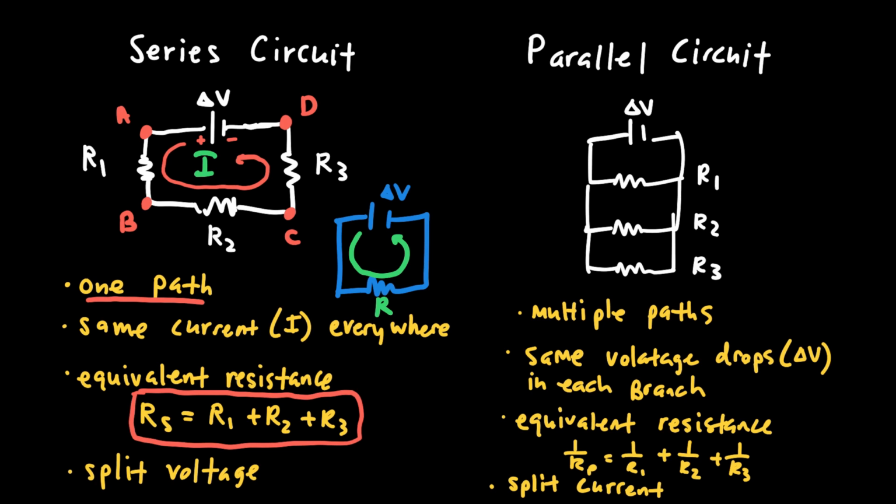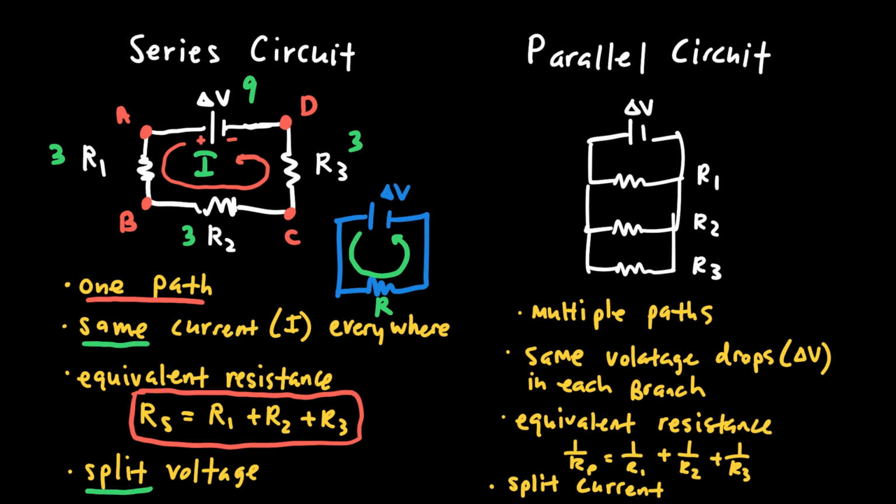Opposite to what we're going to see with the parallel case, while series circuits have the same current everywhere, they do split the voltage. Let's say that in the circuit above, the battery has a voltage of 9 volts. If each of the resistors has the exact same resistance, then each of the resistors is going to have a voltage drop across it of 3 volts.